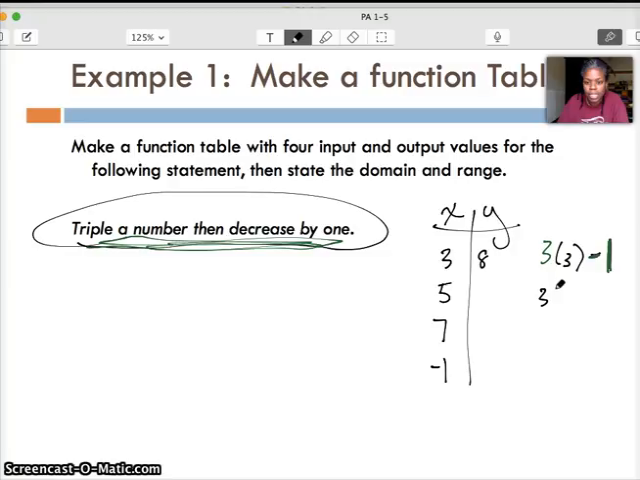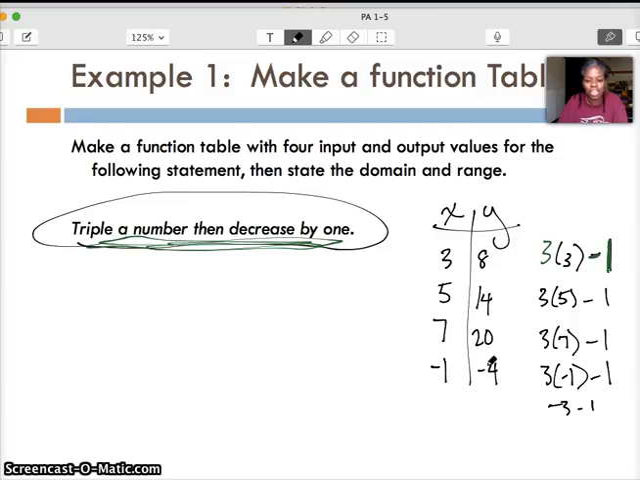Over here, 3 times, this time 5 is the number that I'm putting in. 3 times 5 is 15, minus 1 gives me 14. 3 times 7 minus 1 is going to give me 20. And then finally, 3 times -1 minus 1, well, 3 times -1 is going to give me -3. When I subtract 1, I actually get -4. If that's something you don't remember, that is something that we'll go over in class, our sign values and how we add, subtract, multiply, and divide negative and positive numbers.